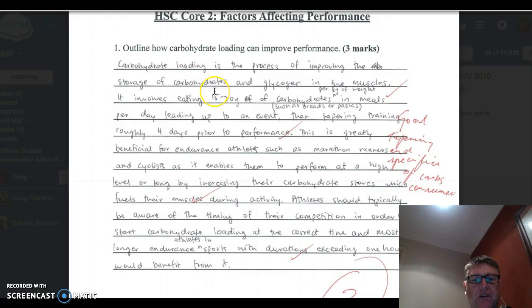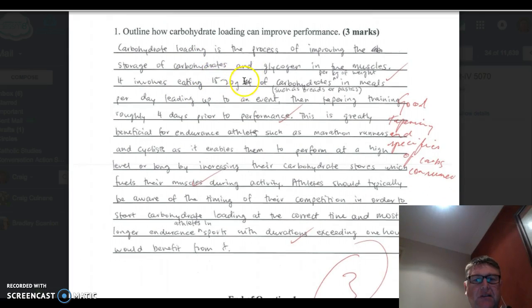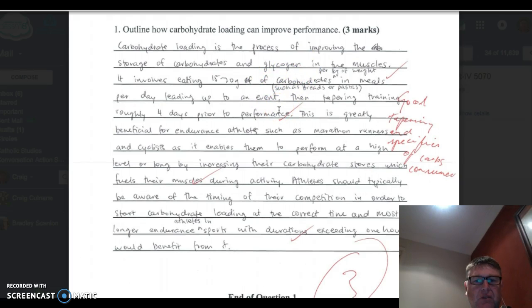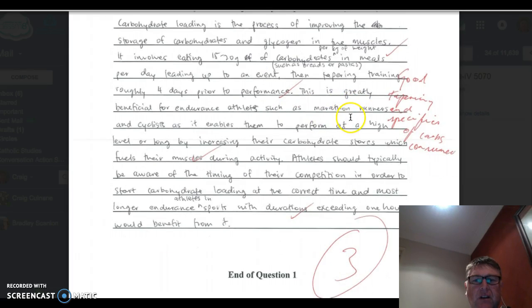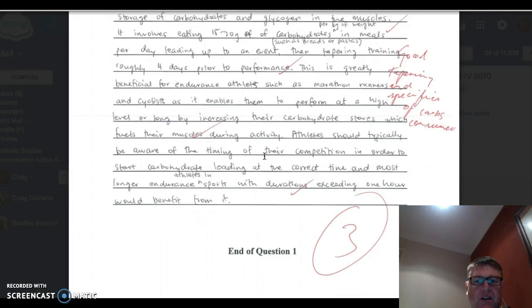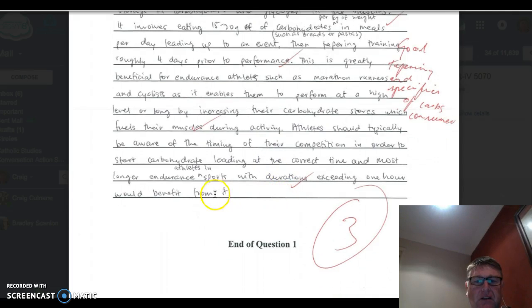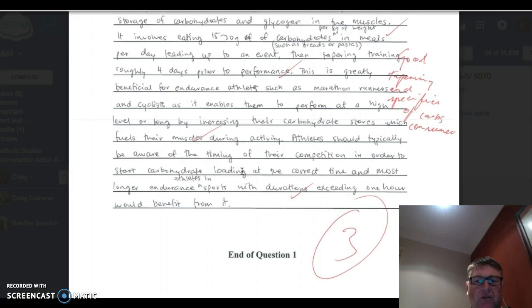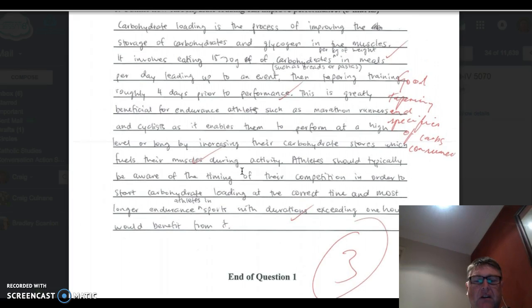You can see this response talks about glycogen, talks about how much could be eaten and should be eaten, talks about marathon runners and long distance cyclists, and again, a little bit further down in the response, is able to give us an indication of how that improves performance. So that's an example of a good response that you'll have a look at. Thank you.